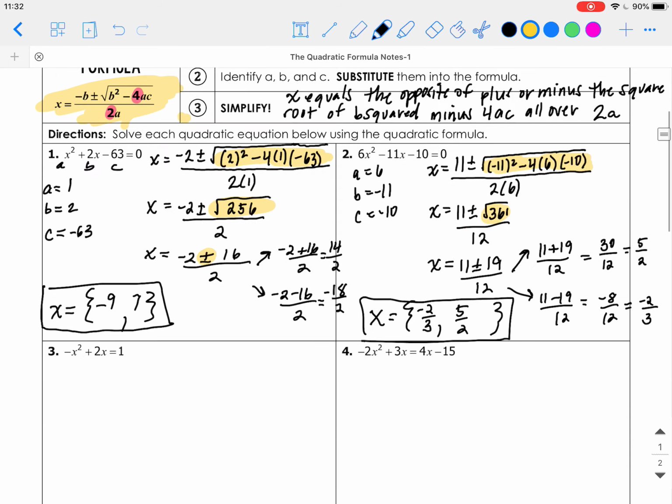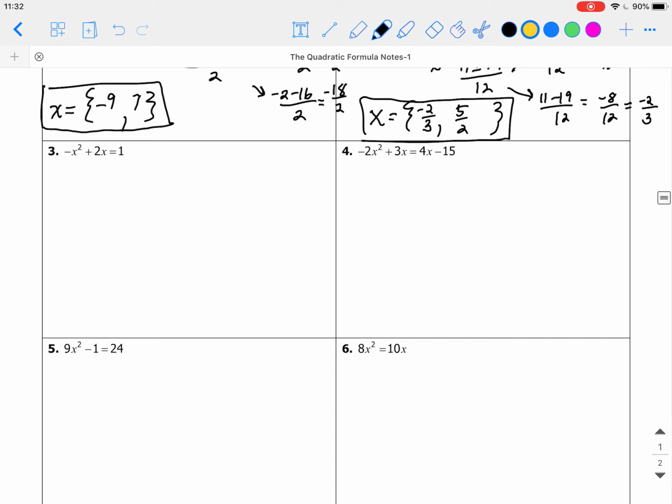Okay, so let's try number 3. So first thing I have to ask is, is everything on the left side? No, it's not. So I need to bring this 1 over to the left side. It's a positive 1, so I'm going to subtract it over. So I have negative x squared plus 2x minus 1 is equal to 0. I have my x squared in the front, my x in the middle, my constant at the end. So my a, b, and c is good to go. Let's go ahead and label everybody. So I know a is negative 1, b is 2, and c is negative 1.